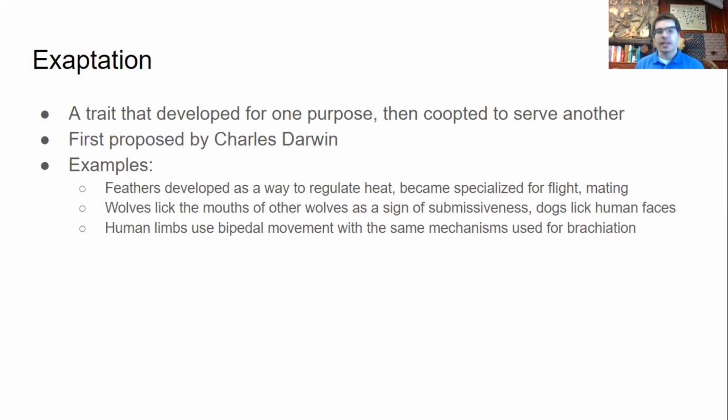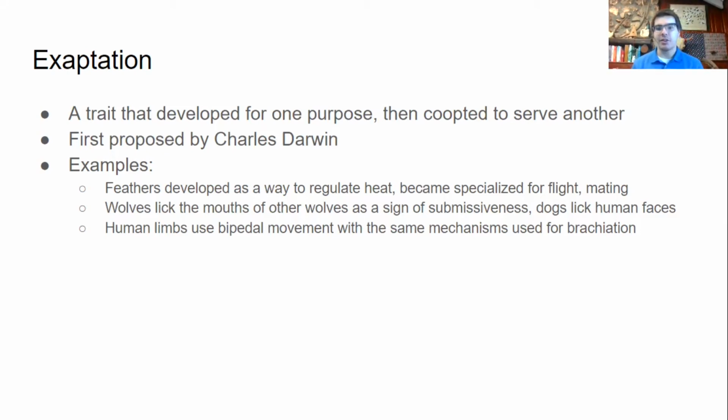An example of a behavioral exaptation is wolves and dogs. Wolves lick the mouths of other wolves as a sign of submissiveness. If a wolf wants to show a different wolf that they're the boss, they're going to lick their mouth. And if any of you guys have ever gotten close to a dog's face with your face, you'll note that dogs do exactly the same thing. It's a behavioral exaptation. Dogs licking your face is a trait that was developed for one purpose that has been co-opted to do another one.